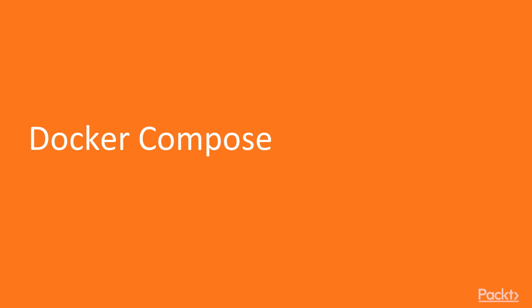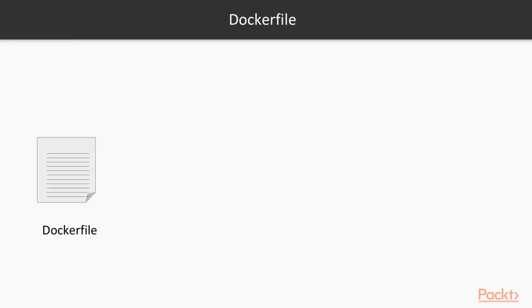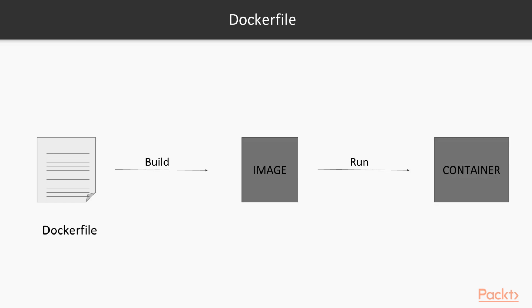Just before we see what is Docker Compose, let's go ahead and see the Dockerfile. The Dockerfile is where you have defined your environment of your application. When you build your Dockerfile, you get an image, and when you run the image, you get a container. So this is how Dockerfile works. Dockerfile really helps in creating the environment for your application.